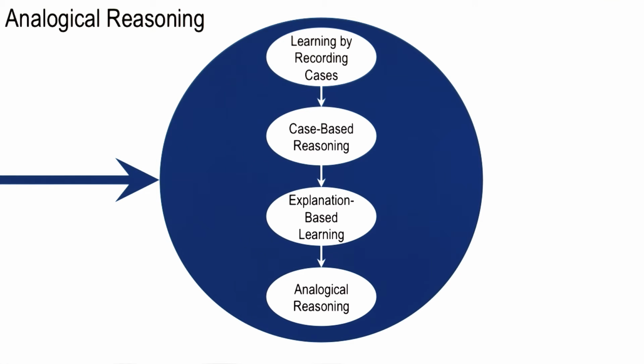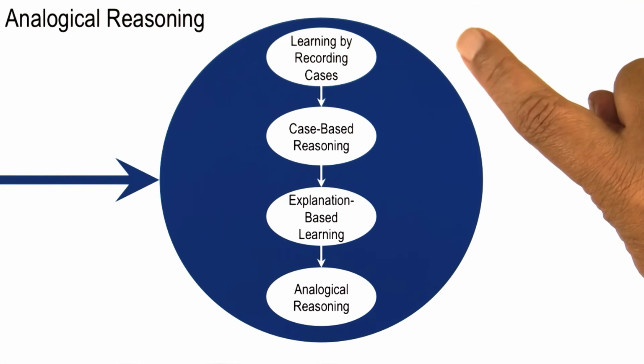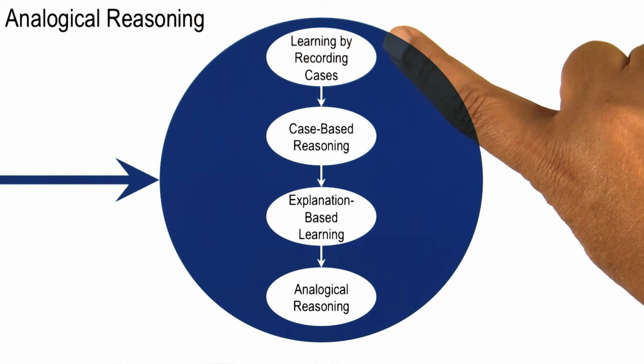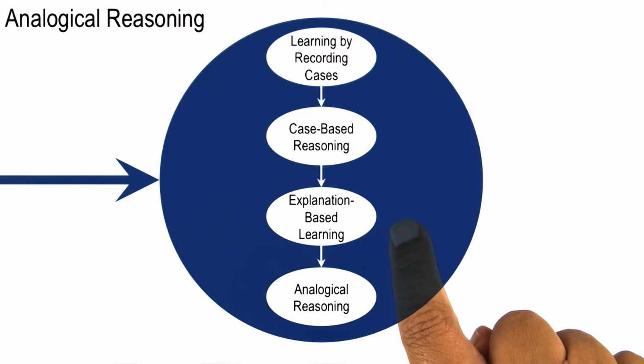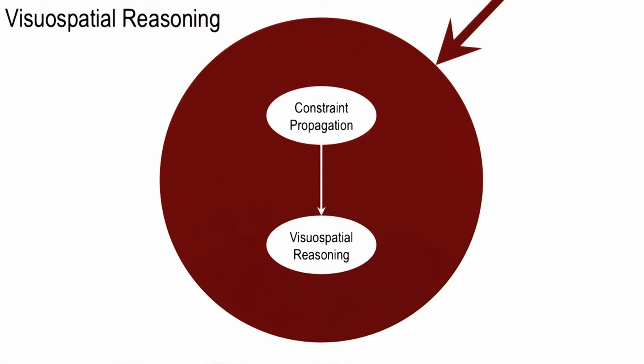Analogical reasoning is reasoning about novel problems or novel situations by analogy to what we know about familiar problems or familiar situations. As I mentioned earlier, learning is distributed throughout this course. Therefore, learning comes here in analogical reasoning also. In fact, learning by recording cases appeared in the learning topic as well as here, and you can see explanation-based learning occurring here. Visuospatial reasoning is another major unit in our course.